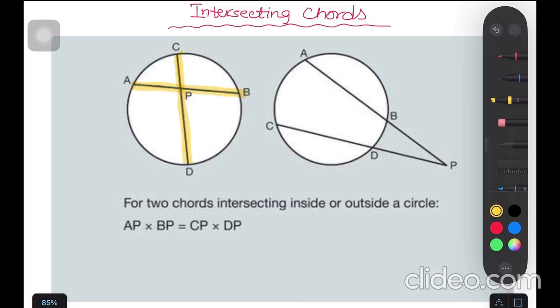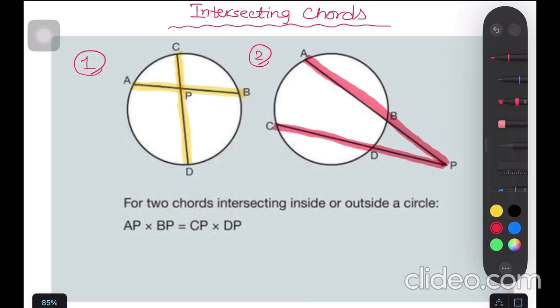Similarly, if I see the other one, they are interrelated to each other. In this one there are two chords: A to P is a chord, and C to P is also a chord, and they are intersecting. But the only difference is that in the first case they are intersecting inside the circle, and in the second case they are intersecting outside the circle. So we are going to analyze these two circles separately.